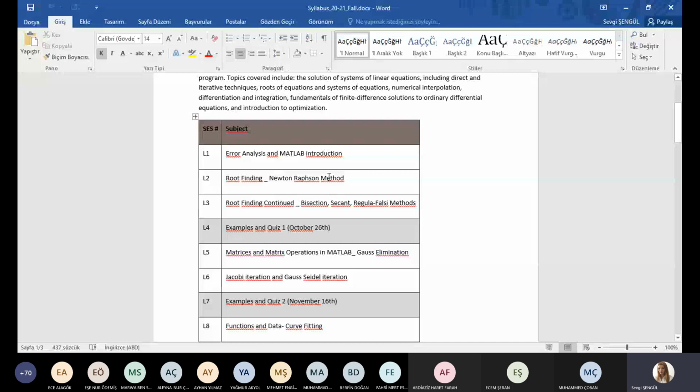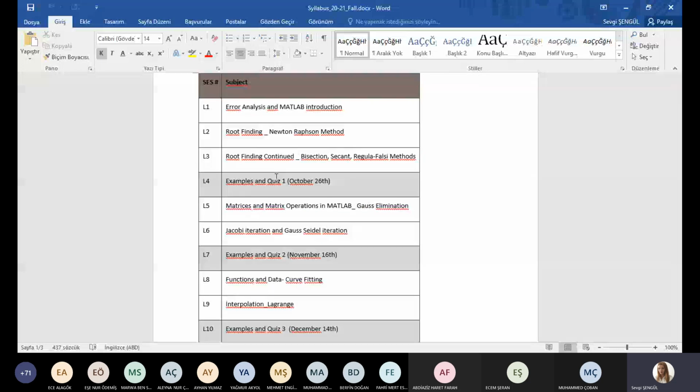Okay, so next class we will do root finding: Newton-Raphson, bisection, secant, regula falsi. Next Monday we are going to finish that, and after that you have your first quiz. I will give examples and then the quiz. Some of the quizzes will be take home, but you need to turn them back in within an hour. Any question?